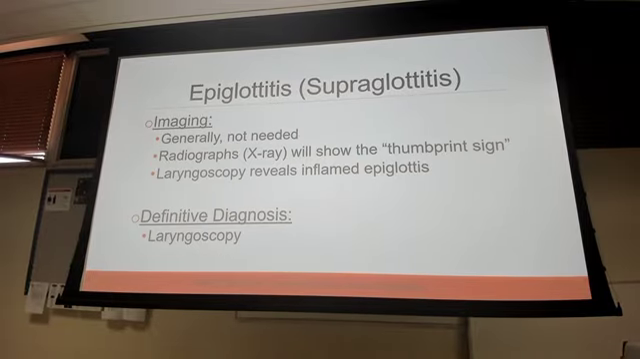Imaging is not necessary, but you can order it, depending on your setting and your practice. You can order an x-ray, it'll confirm that thumbprint sign, and I'll show you an example of that. Definitive diagnosis is going to be the laryngoscopy, because we can actually see the larynx and the epiglottis, but we don't have time in this scenario to say, hey, let me refer them to ENT to do a laryngoscopy. No, we can't do that.